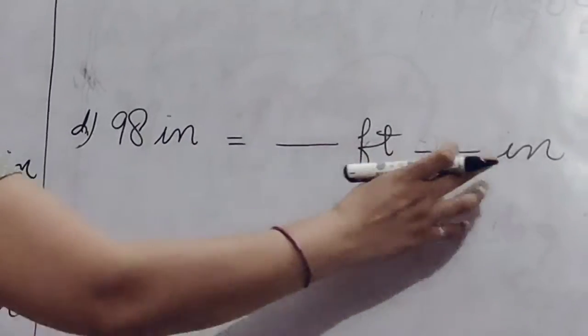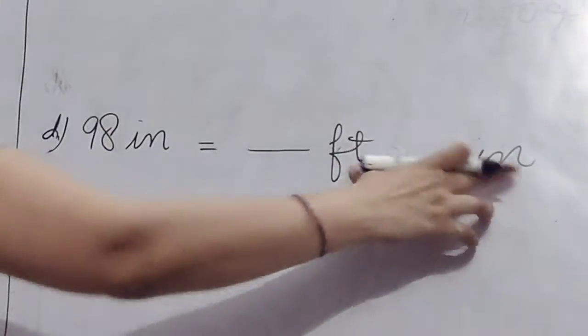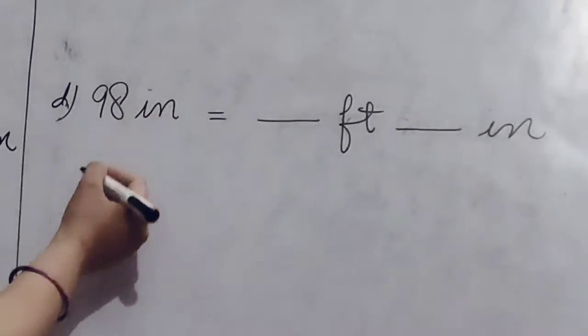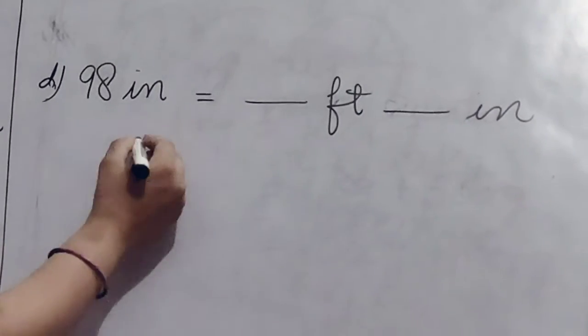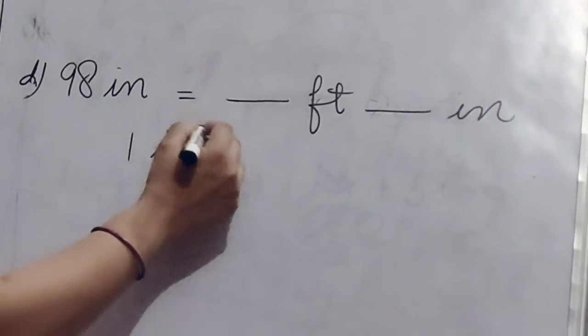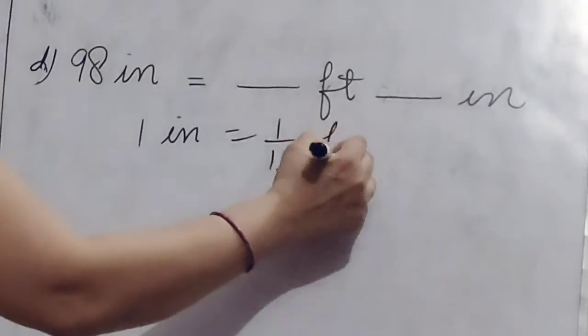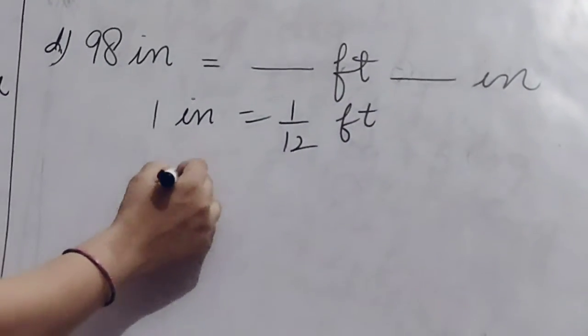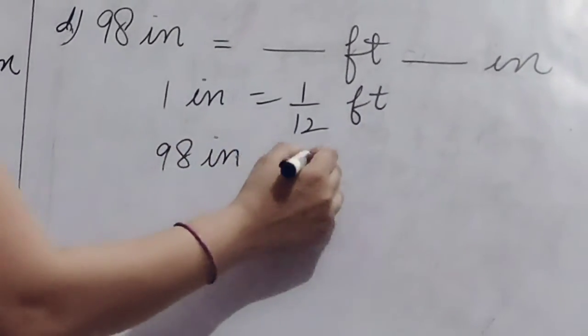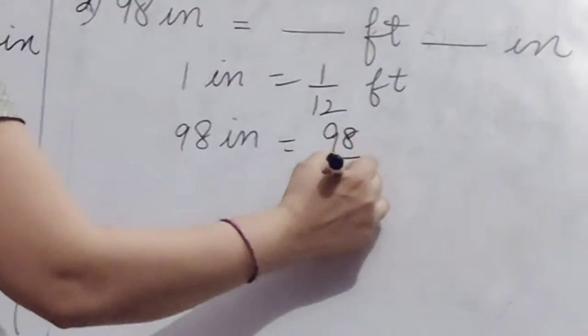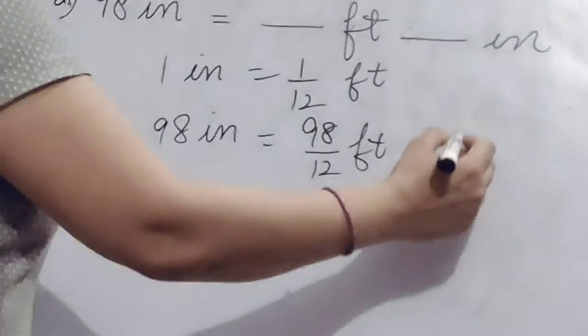98 inch converted into 2 units, feet and inch both. So we know that 1 inch is equal to 1 upon 12 feet. So 98 inch is equal to 98 upon 12 feet. Now do division.